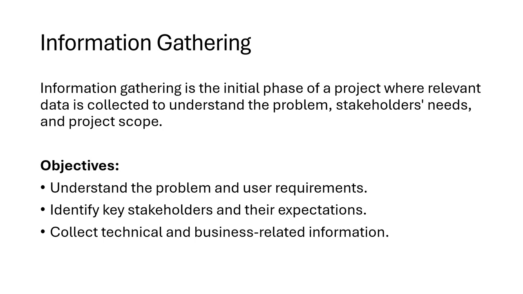So information gathering is the initial phase of a project where relevant data is collected to understand the problem, stakeholders' needs, and project scope. So just let me tell you what are the objectives of this process or phase of information gathering. So first we want to understand the problem and what are the user requirements. Then we just want to identify the key stakeholders and what are their expectations. Then of course we want to collect technical and business related information. So these are the key objectives of this process of information gathering.